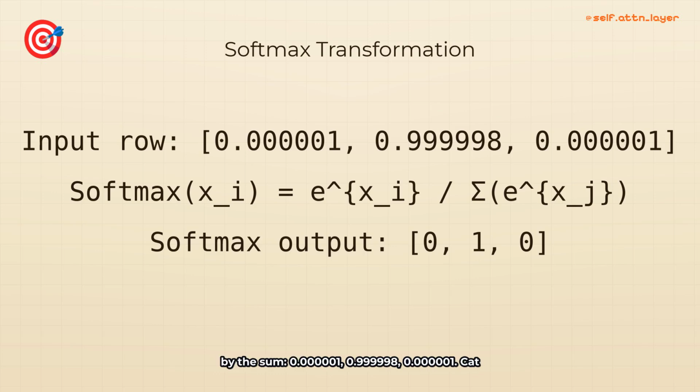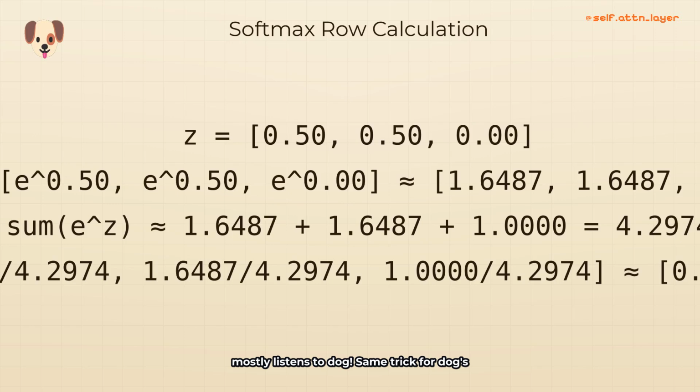Now divide each by the sum. 0.000001, 0.999998, 0.00001. Cat mostly listens to dog. Same trick for dog's row. E to the power of 28 is almost equal to 1.4 times 10 to the power of 12. E to the power of 56 is almost equal to 2.8 times 10 to the power of 24. E to the power of 34 is almost equal to 6.5 times 10 to the power of 14. Sum is almost equal to 2.8 times 10 to the power of 24. Divide. Dog mostly listens to itself and cat, almost not to Matt.